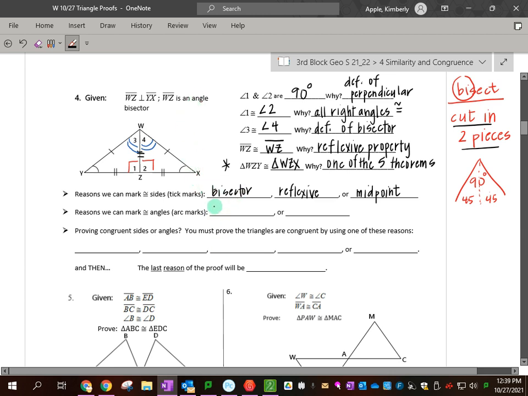Reasons we can mark angles: we can have an angle bisector, or we're going to use vertical angles. So if we are proving that sides or angles are congruent, you have to prove those triangles congruent using one of your reasons: SSS, SAS, ASA, AAS, or HL.